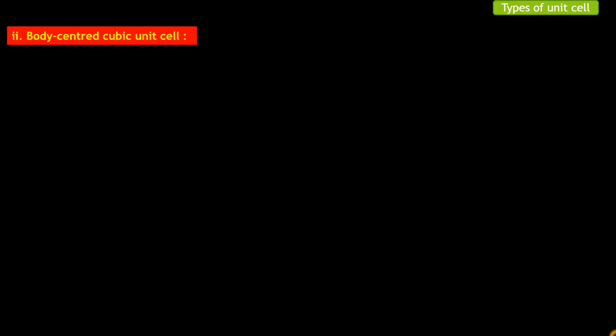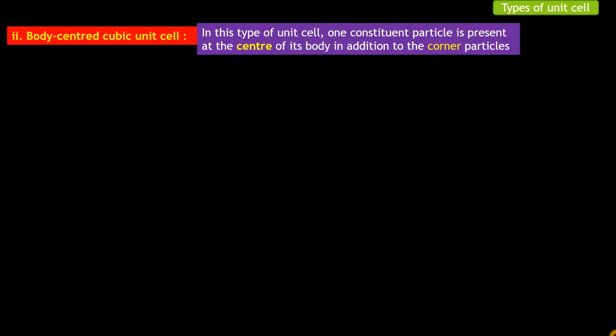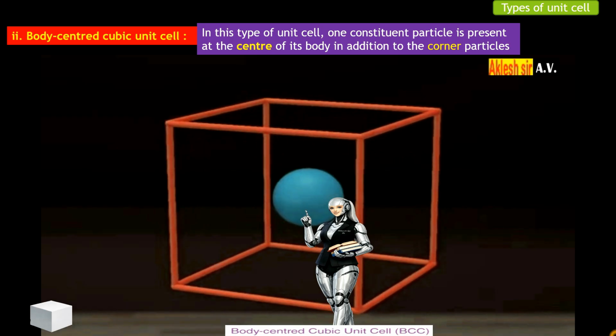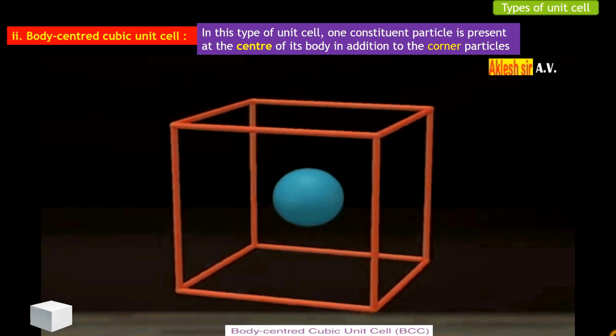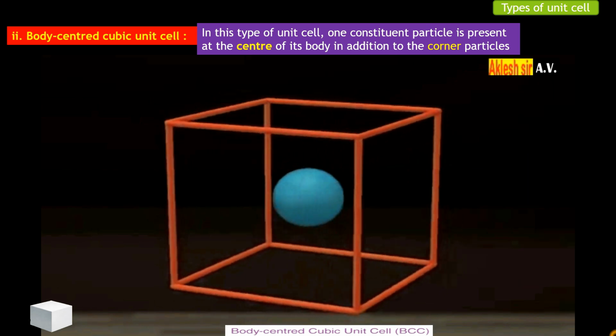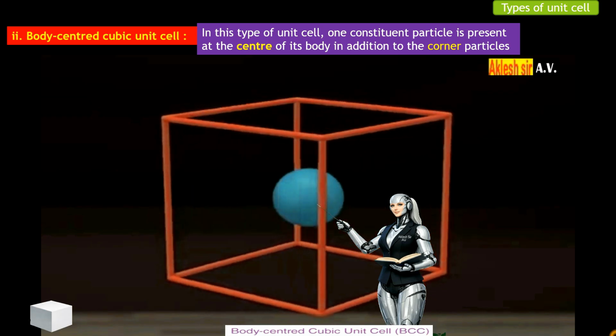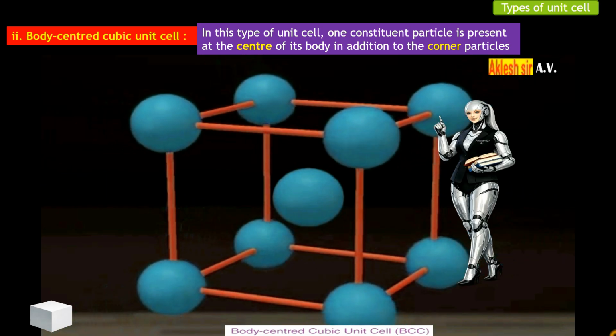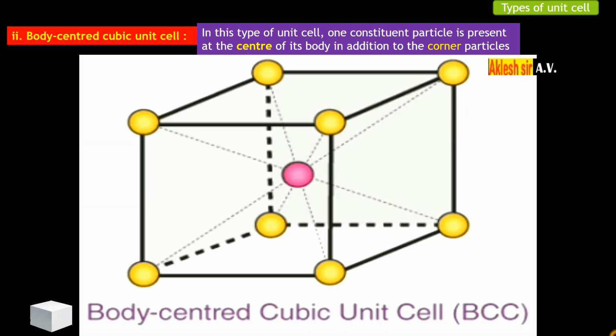Two, body-centered unit cell. In this type of unit cell, 1 constituent particle is present at the center of its body in addition to the corner particles. In a centered unit cell, 1 particle, such as an atom, molecule, or ion, is located at the center of the unit cell. In addition to this central particle, particles are also present at each corner of the unit cell. This arrangement is why it is called a centered unit cell.